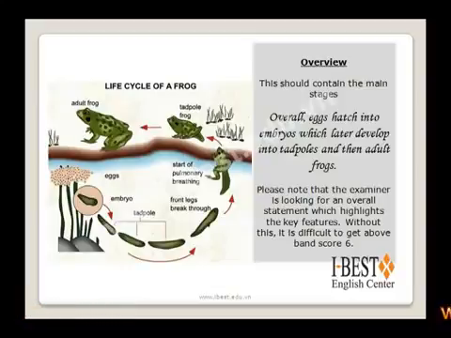Overall, eggs hatch into embryos, which later develop into tadpoles and then adult frogs. You can see that not all the stages have been mentioned. Only the key stages have been chosen to put into the overall statement.